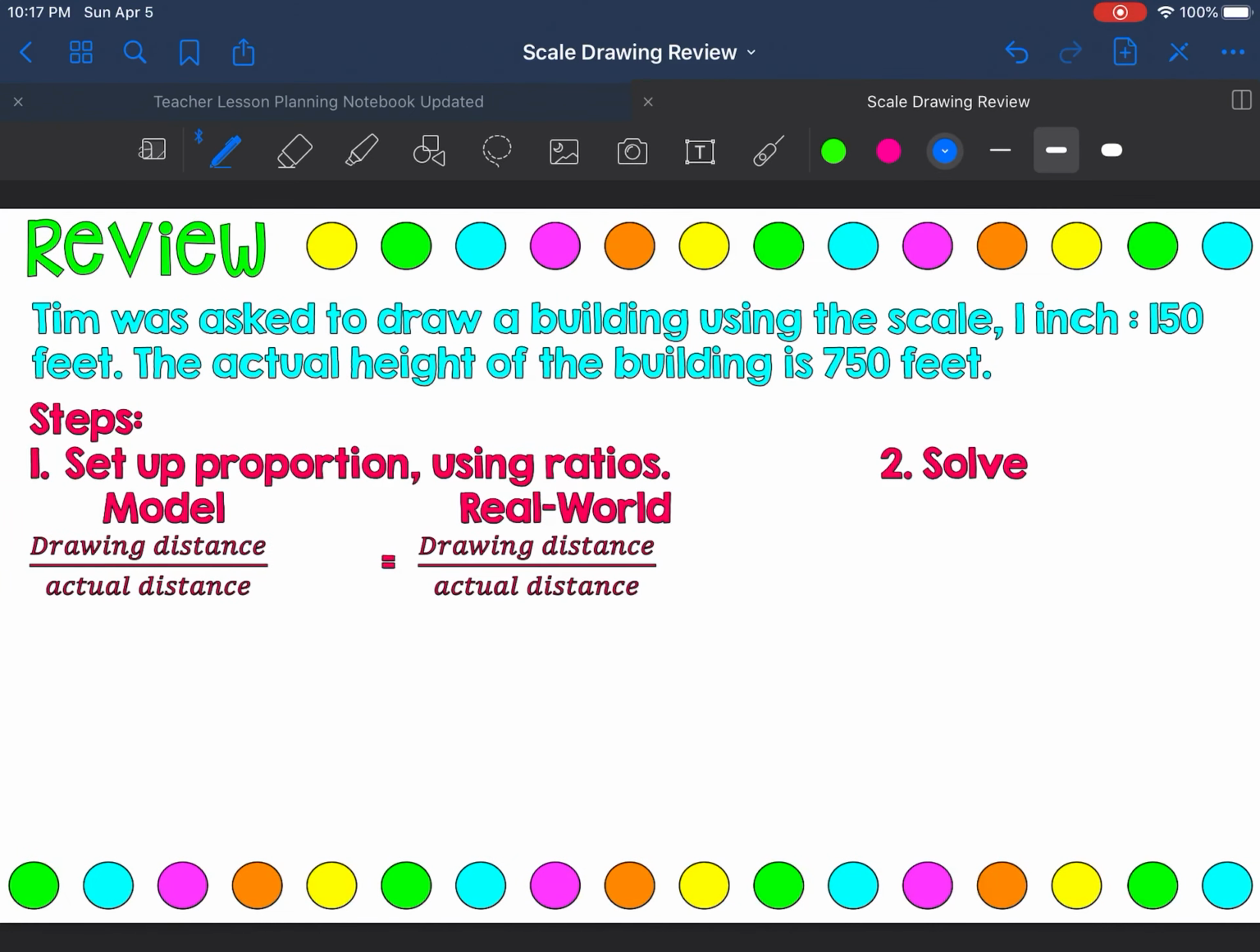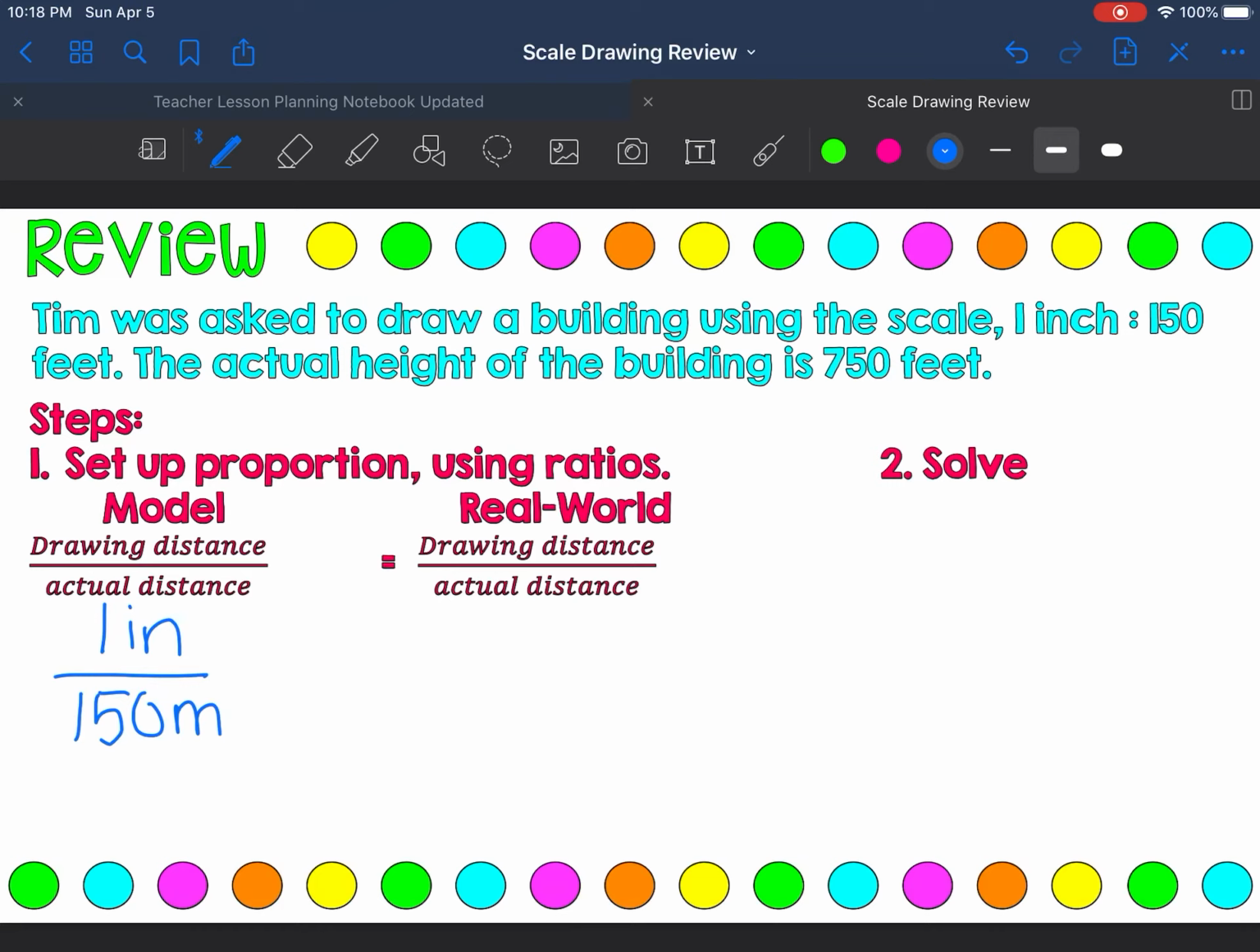Let's take a look at another example. So I have Tim. Tim was asked to draw a building using the scale 1 inch to 150 feet. The actual height of the building is 750 feet. Before I even deal with that last sentence, the actual height, let's set up my model ratio, okay? So that's the drawing distance. The drawing distance always comes first, okay? So my drawing distance is 1 inch, and my actual distance always comes next, 150 feet.